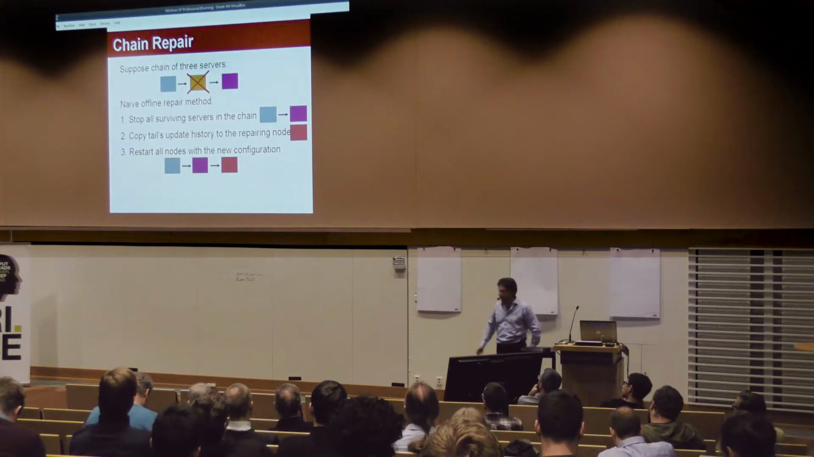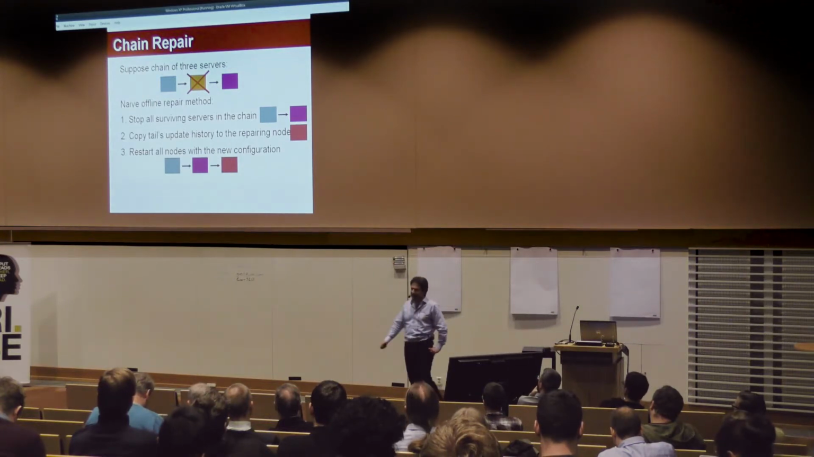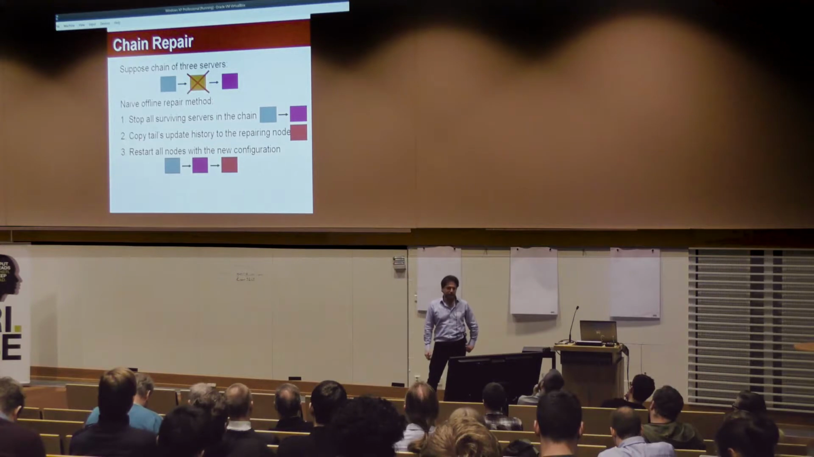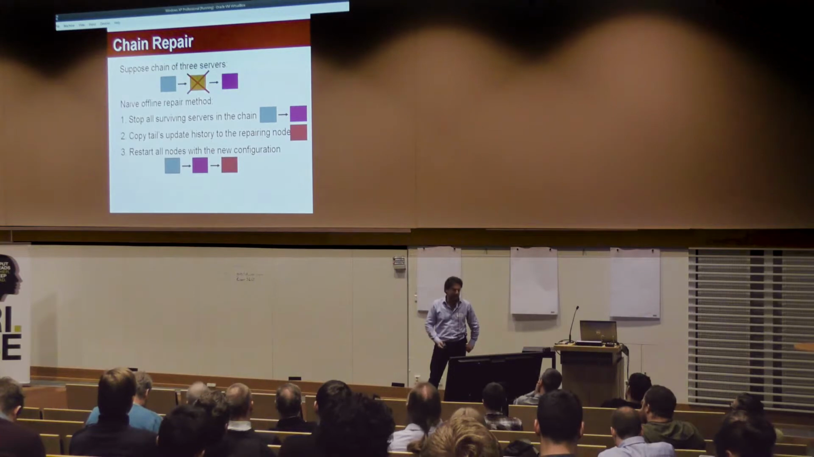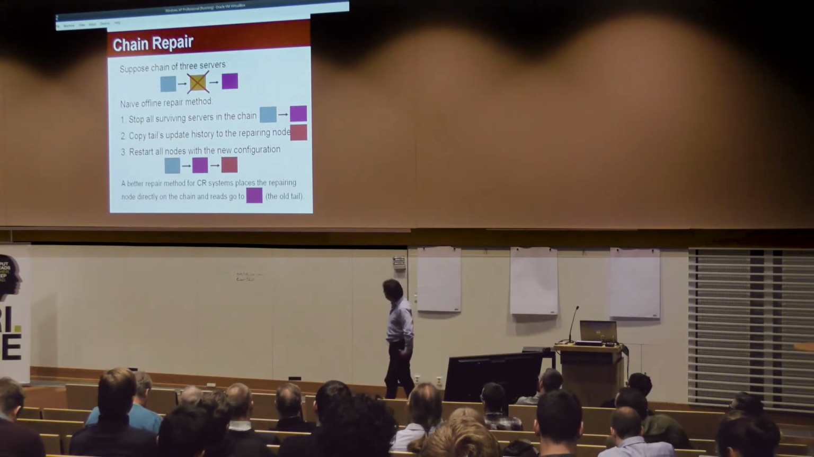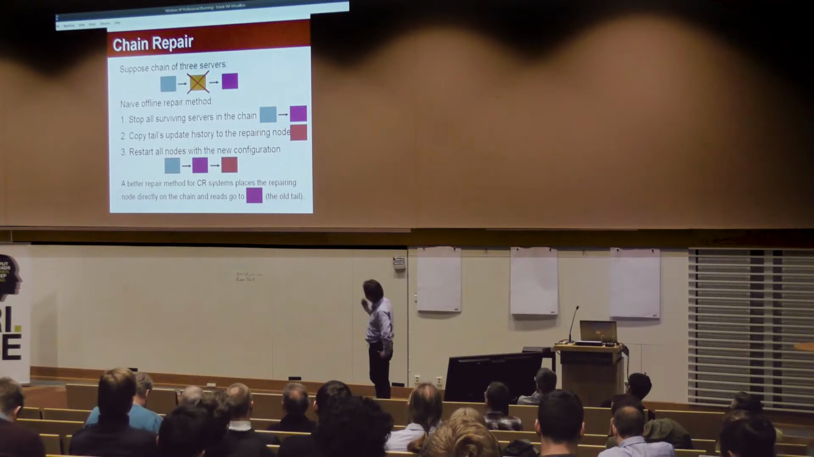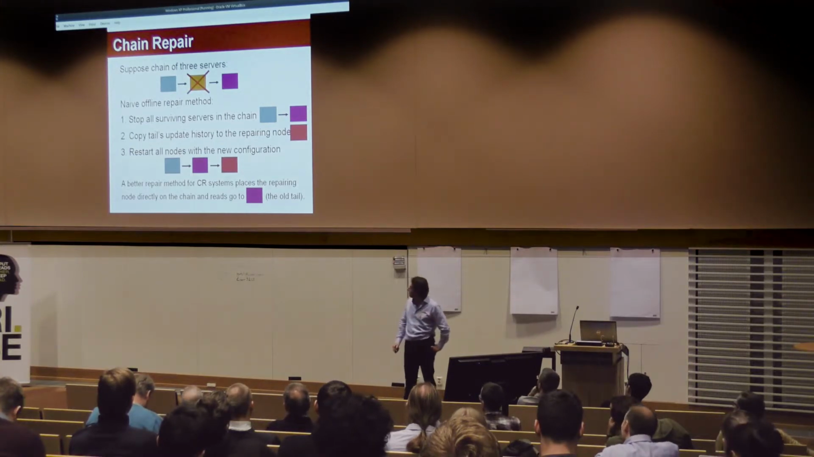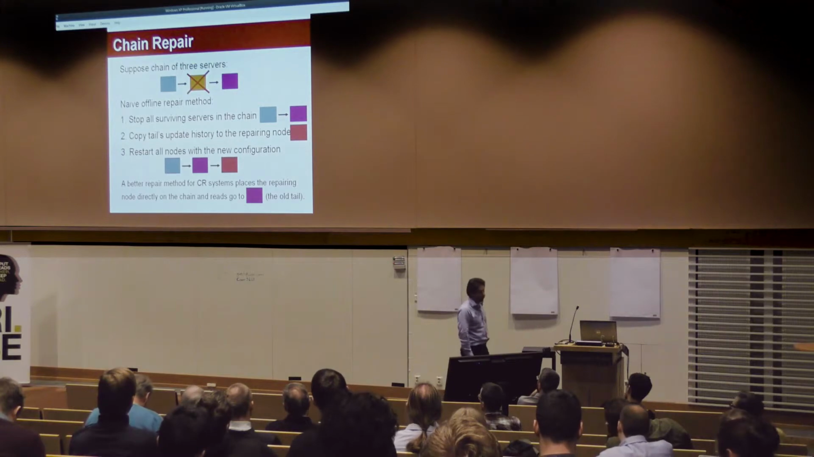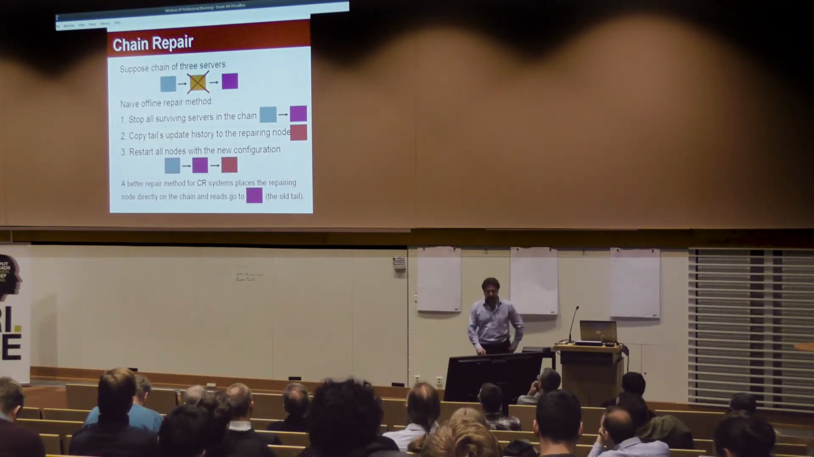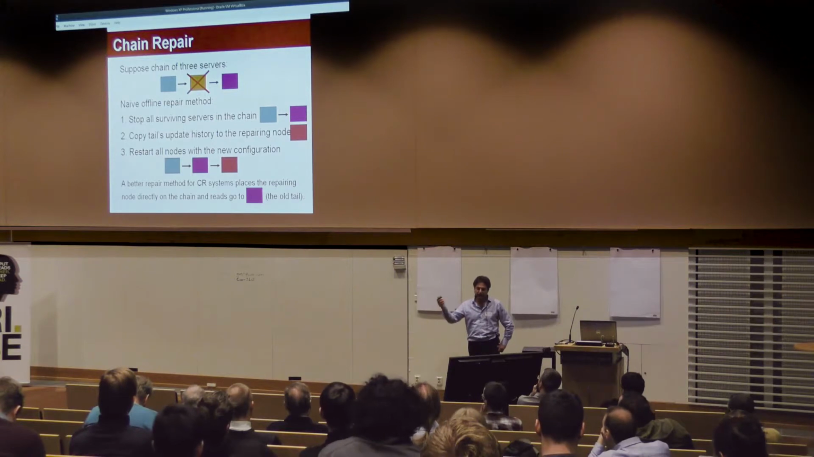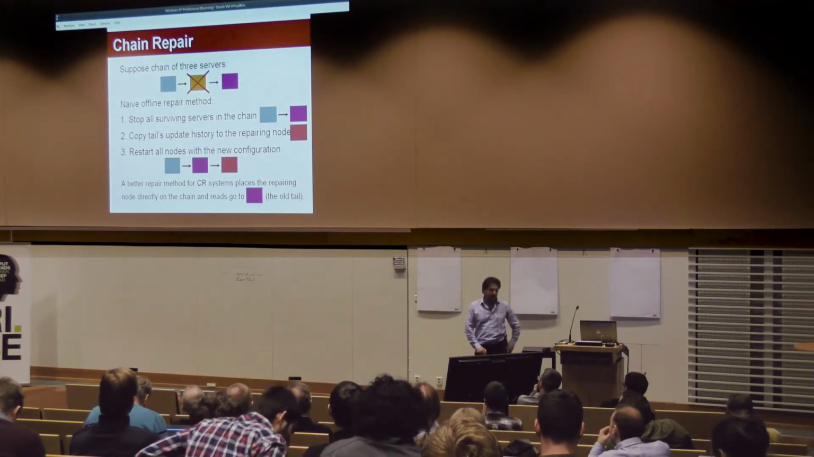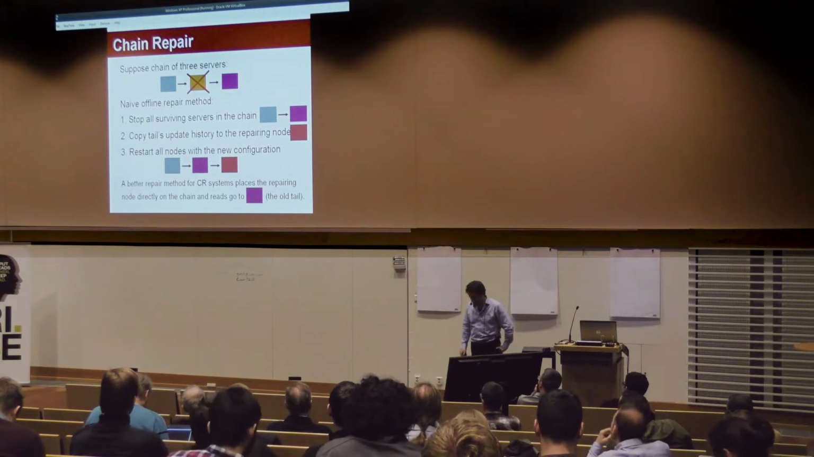And then we restart with all nodes in a new configuration. Now, the problem is that you actually don't want to do that sort of thing, because the whole point of having this scheme is so that you have availability of the servers. So you actually want to repair the chain while the things are running. So a better repair method places the repairing node directly on the chain, and all the reads now go to the old tail. And when the repair has happened, then you can switch the tail, and things will work.